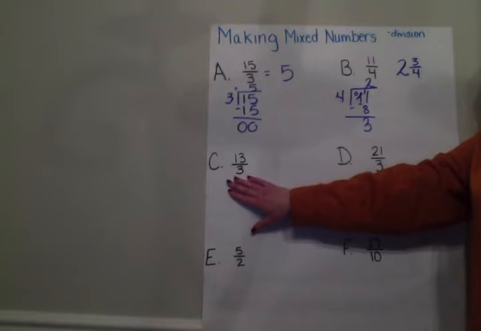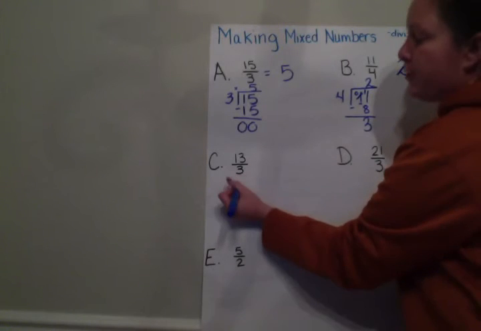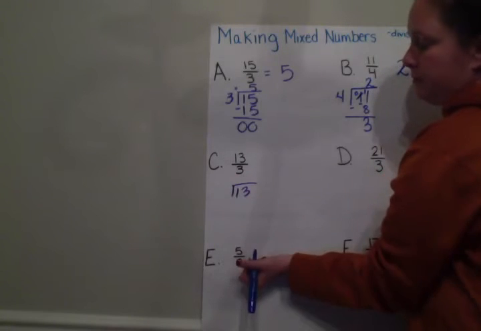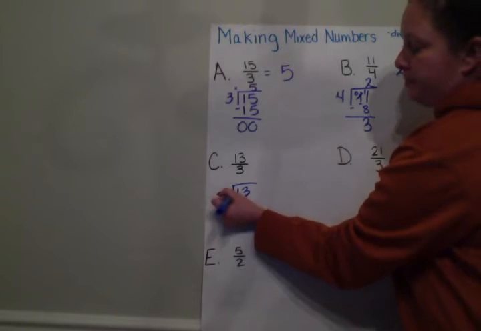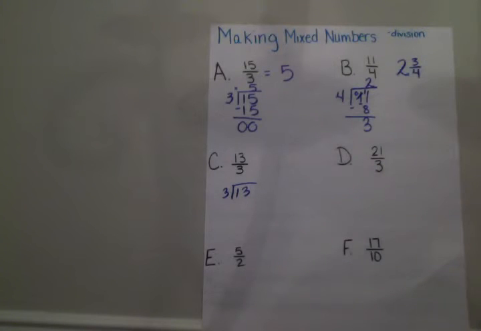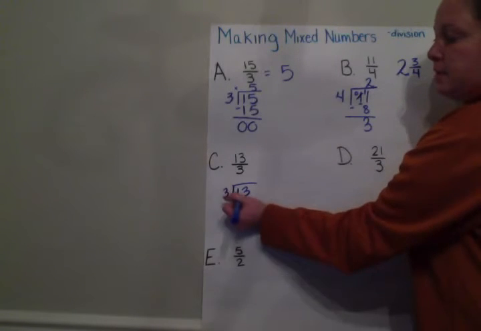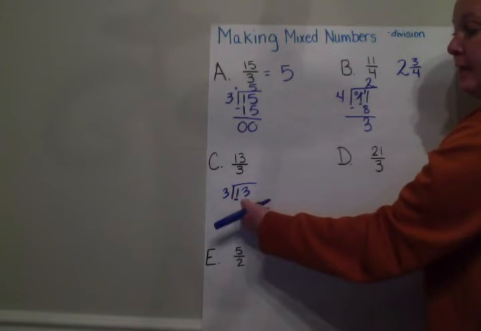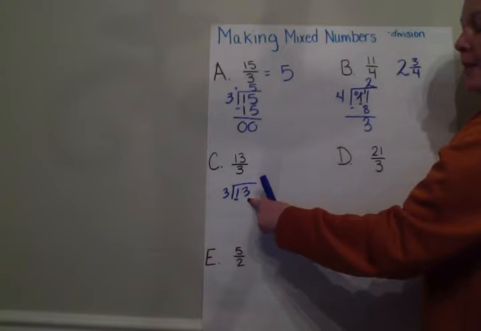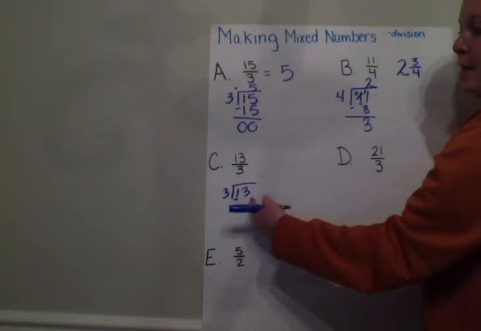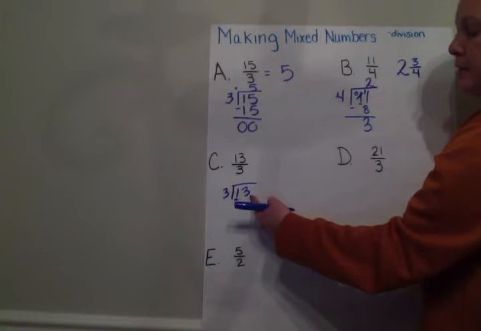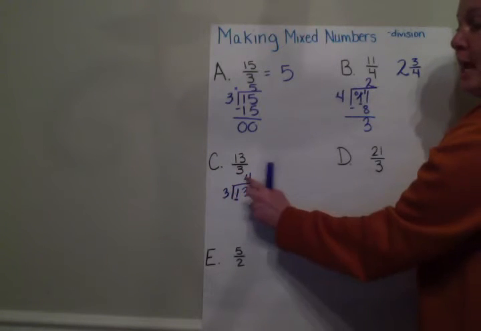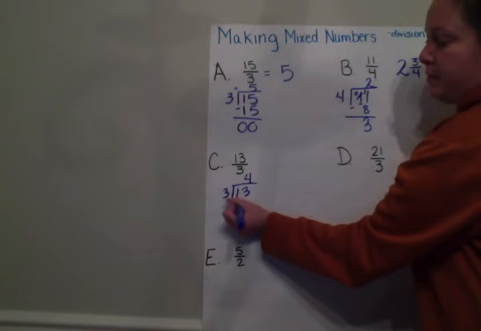So let's look at 13. My 13 is going to go inside. My 3 goes out here. So can 3 go into 1? No. Can 3 go into 13? Absolutely. So you got to think, 3 times what will get me close to 13 without going over? I can use 4. 3 times 4 is going to give me 12.